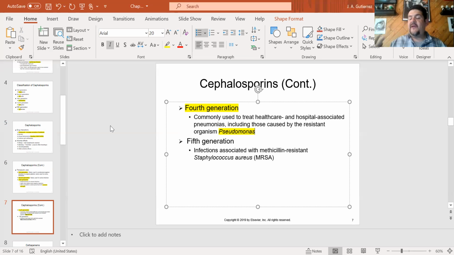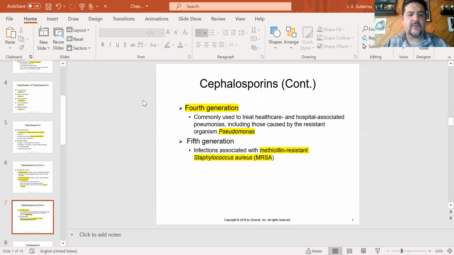So, now we have two antibiotics that we can use, penicillins and cephalosporins. And the fifth generation, it's kind of new, but is used to treat methicillin-resistant Staphylococcus aureus or MRSA. So those are quick reviews regarding the clinical application of each generation of cephalosporins.